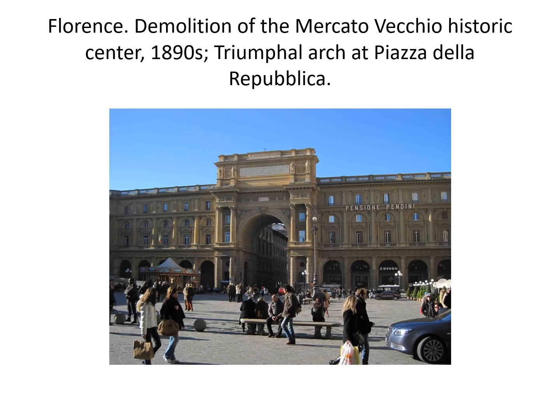In Spain and Italy, urbanism became a major consideration. In Florence, poor residents and a few anarchists were displaced to rebuild the Mercato Vecchio district. This image depicts again in Florence, the demolition of the Mercato Vecchio Historic Center, 1890s, Triumphal Arch at Piazza della Repubblica.